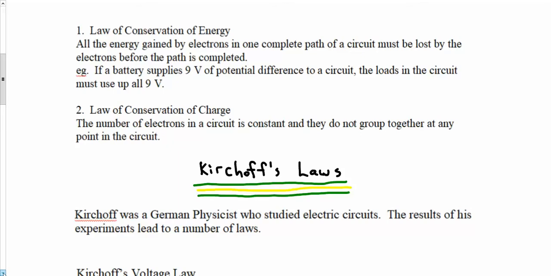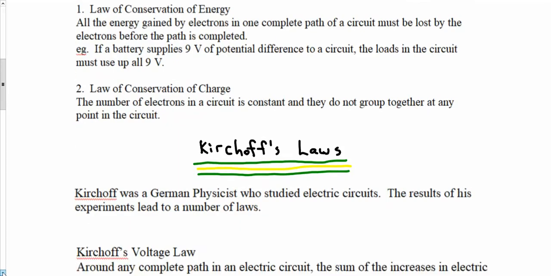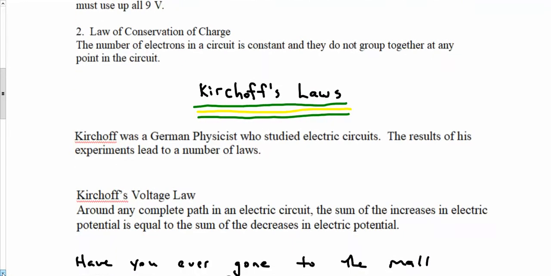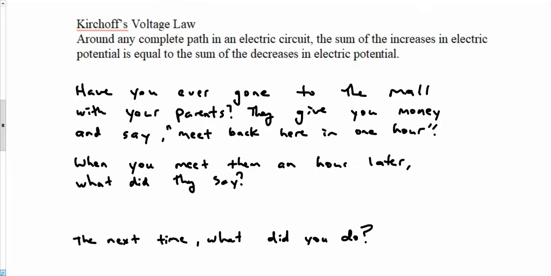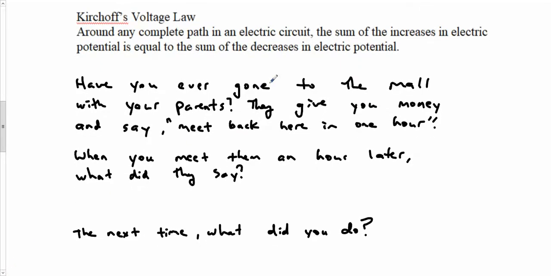Now the real topic of the video, Kirchhoff's laws. He was a German physicist. He studied circuits. He came up with a couple of laws. First one, the voltage law. So, have you ever gone to the mall with your parents? They give you some money and they say, meet me back here in 1 hour. And when you meet up with them an hour later, what did they want? They wanted the change. That money you didn't spend, they wanted back.